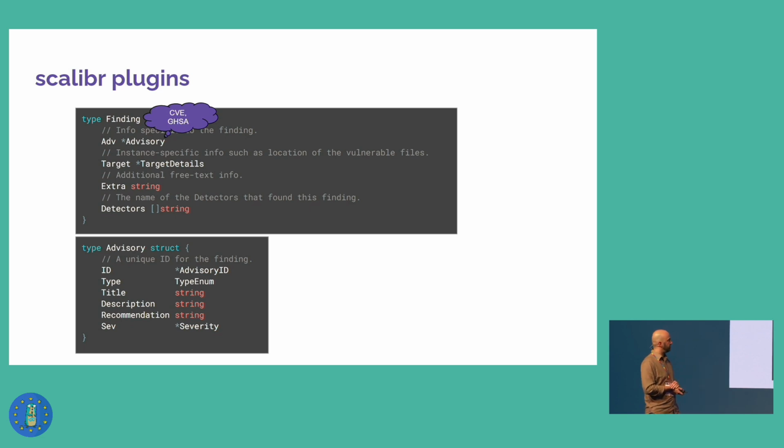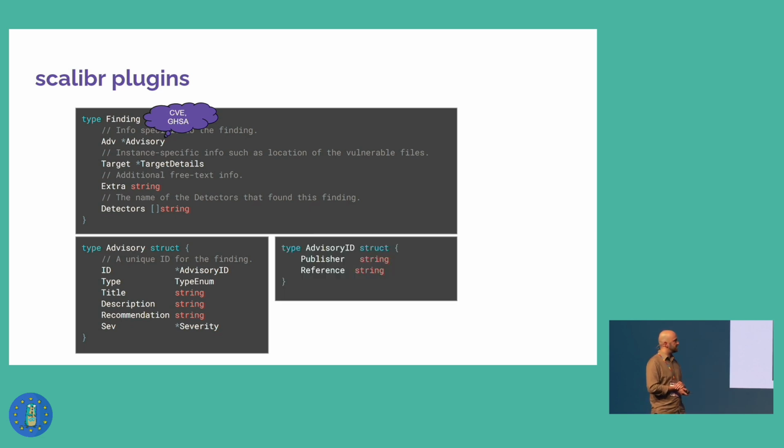It has an advisory ID. This is very simple. It has a publisher like CVE, and a reference is the actual CVE, like CVE-2024-15. What else has advisory? Has type, which is pretty much always going to be vulnerability in this talk. Has a title, description, recommendation, what to do when you see this vulnerability, and also severity. That's pretty much all we need to know about detectors in Scalibur, and we can now build our own detector.